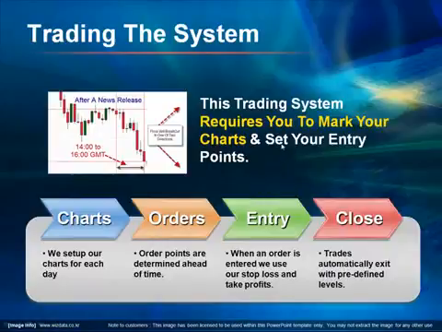This trading system, rather than using indicators, has you mark your charts as you go along. So when we start with this system, we set up the charts for each day. We pre-place our orders. If we find legitimate order points, we're going to set a buy order and a sell order that will be automatically placed if the price hits that point. The entry automatically occurs after we've done that. And we're going to use stop losses and take profits. So the whole trade is automated. Trades are closed by themselves.